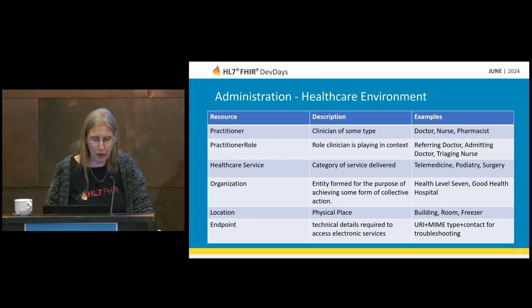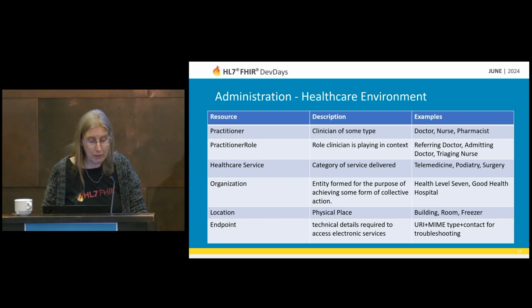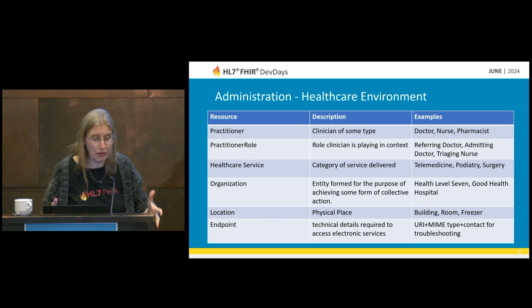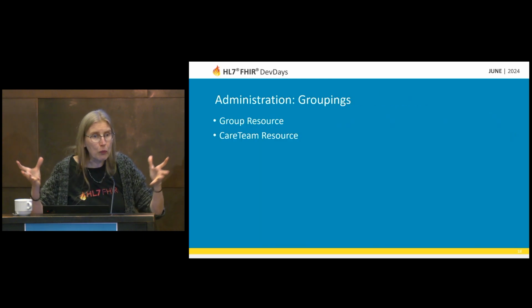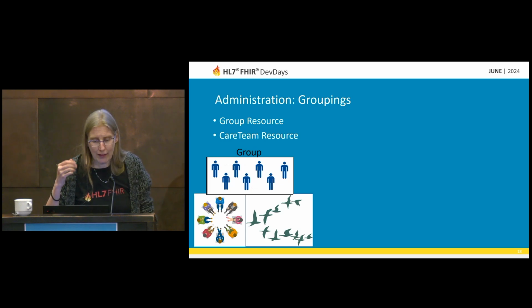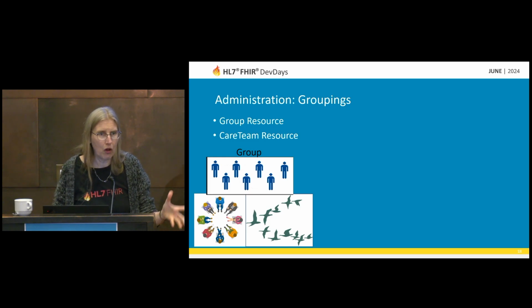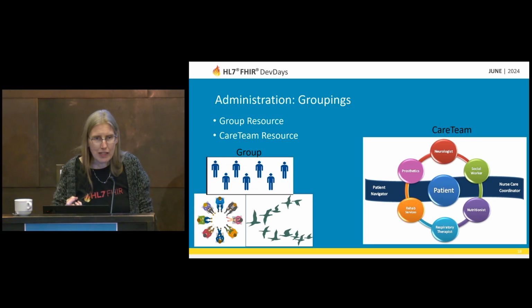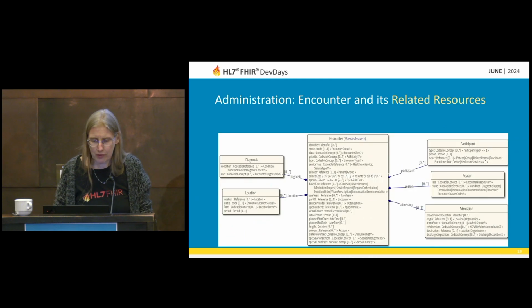Okay, healthcare environment, and I am low on time. We talked about some of these, but there's also things like organizations, locations, endpoints. The endpoint is like the FHIR endpoint. And we can do groupings of things. So there's the care team resource and the group resource. What's the difference, Virginia? I'm glad you asked. The group resource is a group of things like a cohort of people in research, or a group of people that participate in group therapy, or a flock of birds that have some horrible disease. But a care team is that group of people that come together centered around a patient to take care of them. That is the difference.